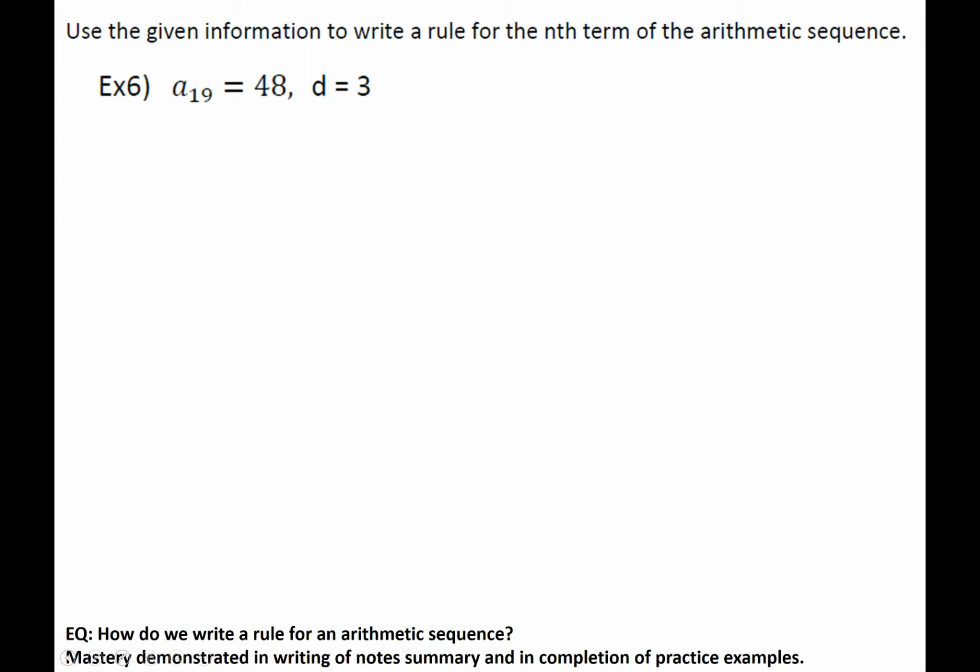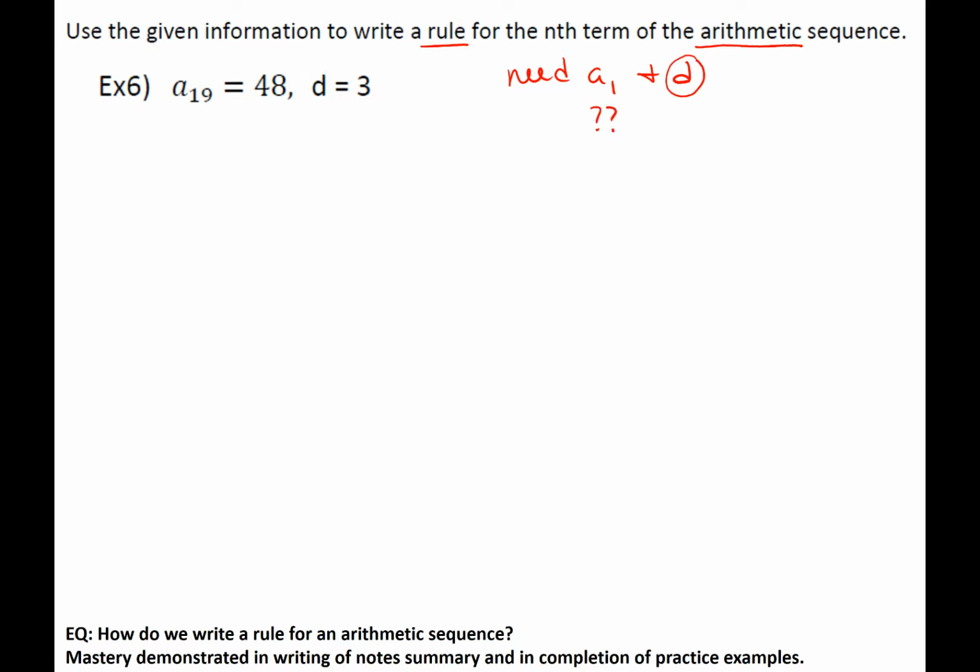Use the given information to write a rule for the nth term of the arithmetic sequence. So we are told this is an arithmetic sequence, so it's going to follow the rules and formulas we have so far. What's different here is that when we're writing the rule, we usually look for a sub 1 and d. But if you look at what they gave us, they only gave us d. We have to find a sub 1.